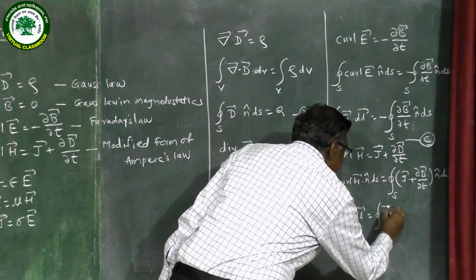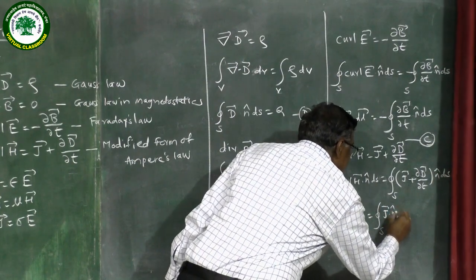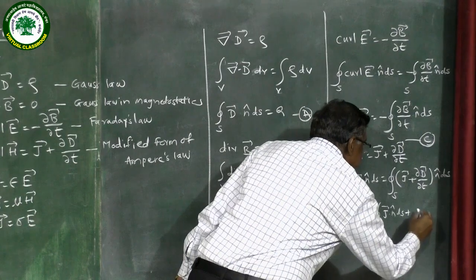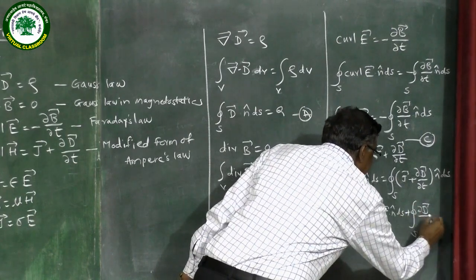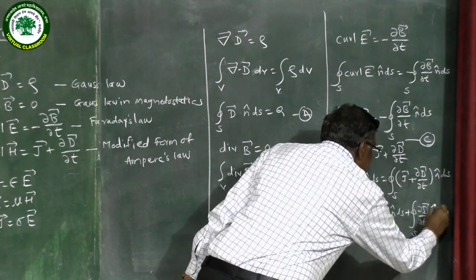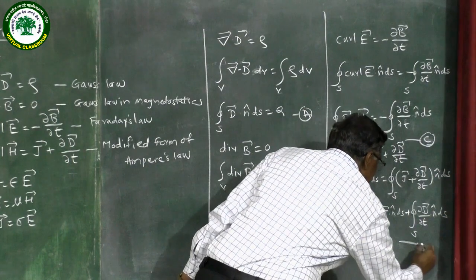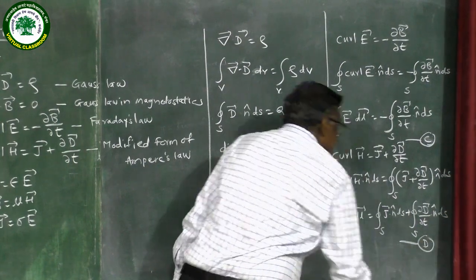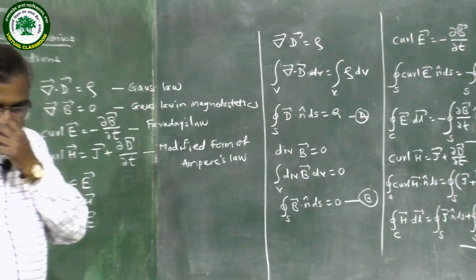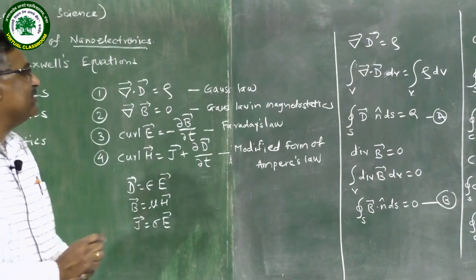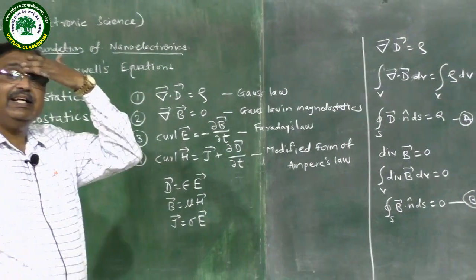We may separate then the two terms: the integral over S of J dot n dS, and another one, the integral over S of ∂D/∂t dot n dS. So this is nothing but the equation written in integral form. The statements of the Maxwell equations also can be made with their integral forms.